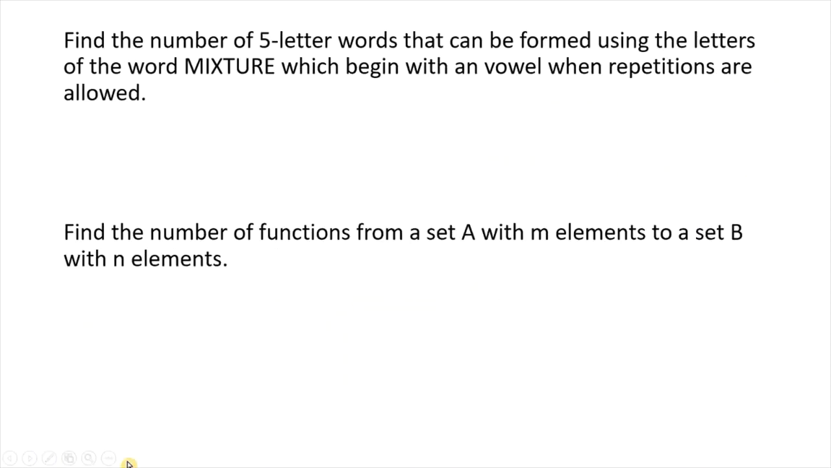The next question is like this. Find the number of 5-letter words that can be formed using the letters of the word mixture, which begins with a vowel when repetitions are allowed. Okay, so we have to find the number of 5-letter words that can be formed using the letters of the word mixture. But here the constraint is the first letter should be filled with a vowel. So first let us write down the letters of the word mixture. M-I-X-T-U-R-E. So total we have 7 letters.